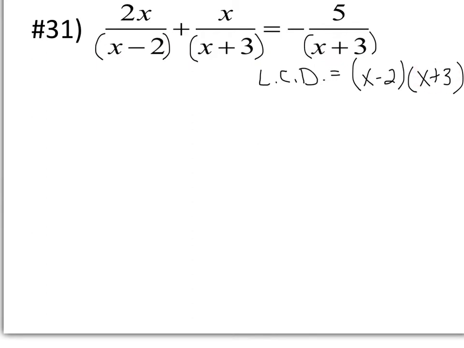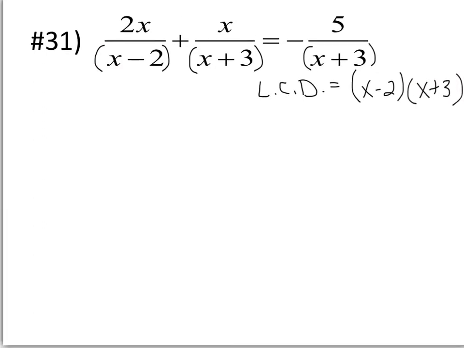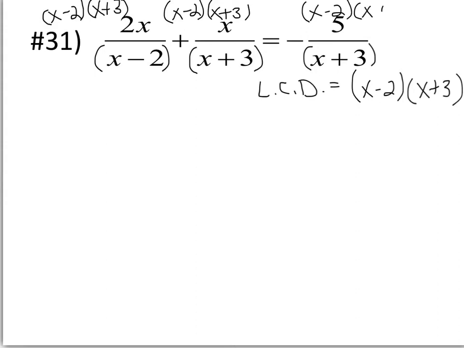Now, each entire LCD gets multiplied by every piece. So I have x minus 2 times x plus 3, x minus 2 times x plus 3, and x minus 2 times x plus 3. All right, in our first term, the x minus 2's cancel. In our second term, the x plus 3's cancel, and here the x plus 3's cancel. So now let's talk about what we've got left.